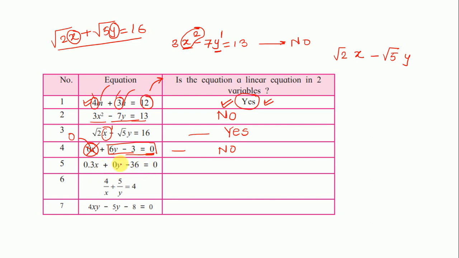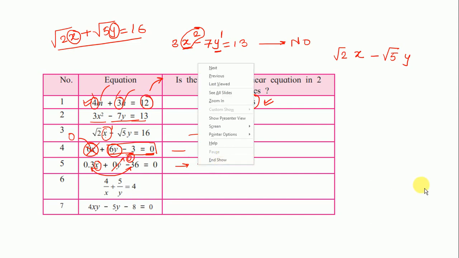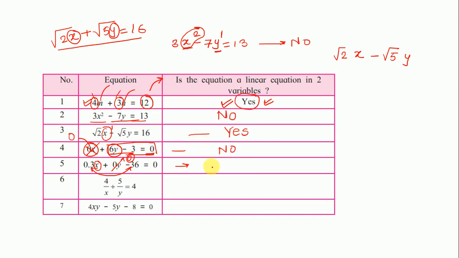In this equation also 0y gets cancelled, so it will become a linear equation in one variable. You can see the variable is only x, and in the above equation you can see the variable is only y. So this is also the same case, it is not a linear equation in two variables, but it is a linear equation in one variable. So the comment will be no.